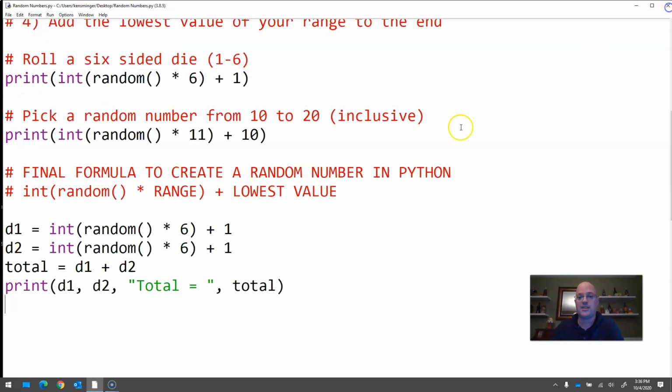So this is the method you're going to use to create random numbers in Python.